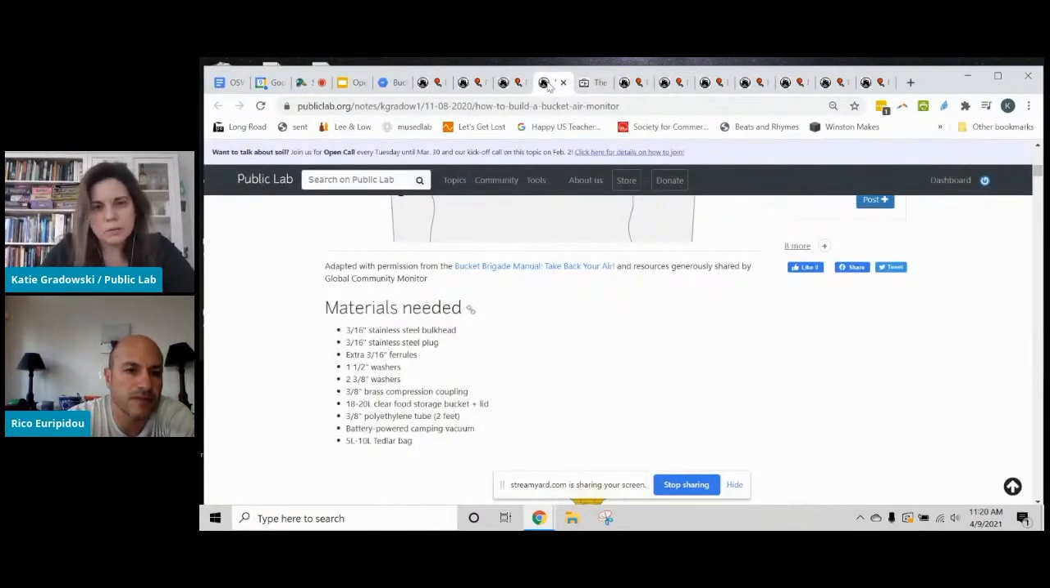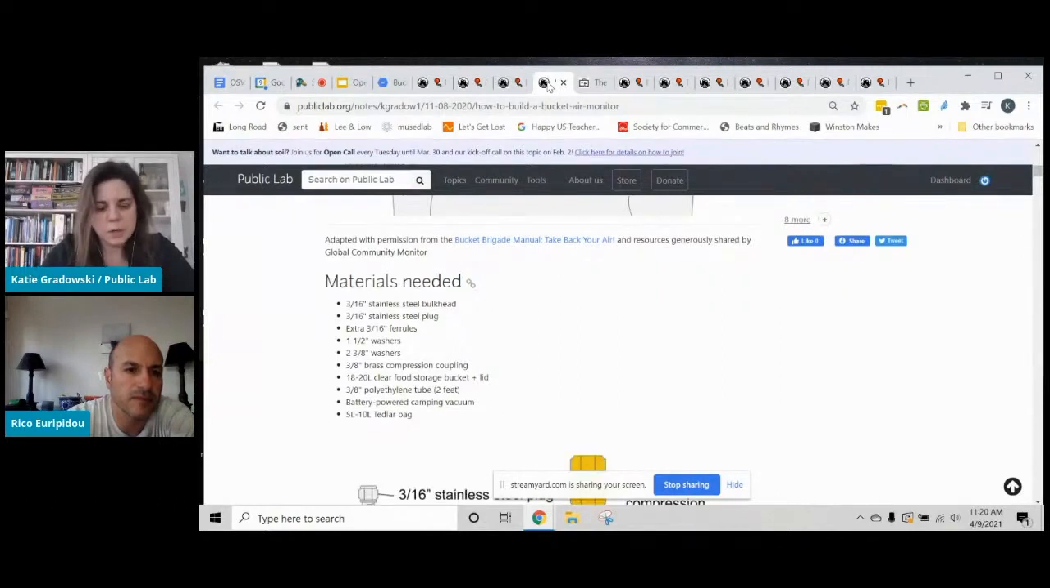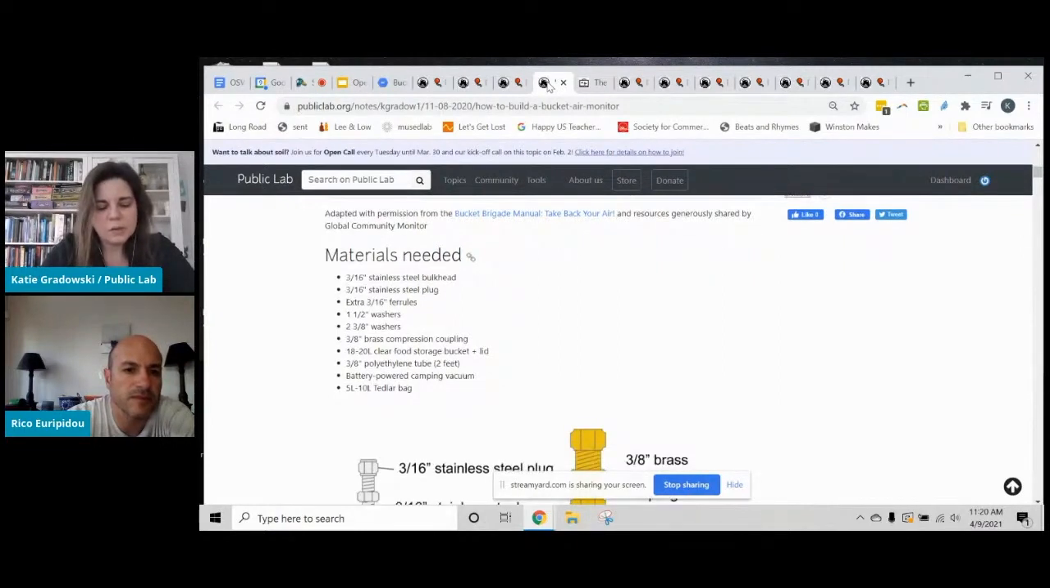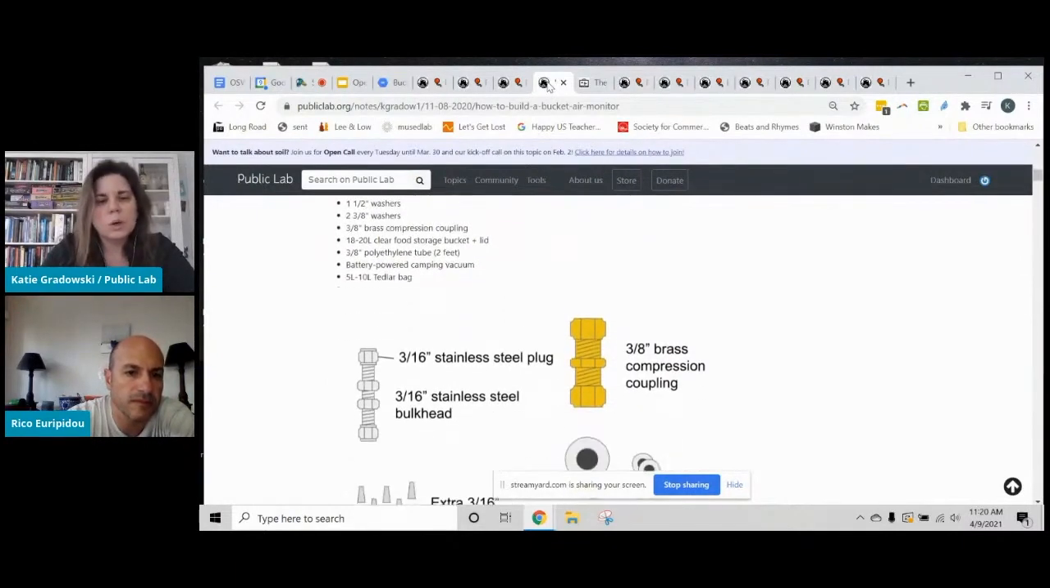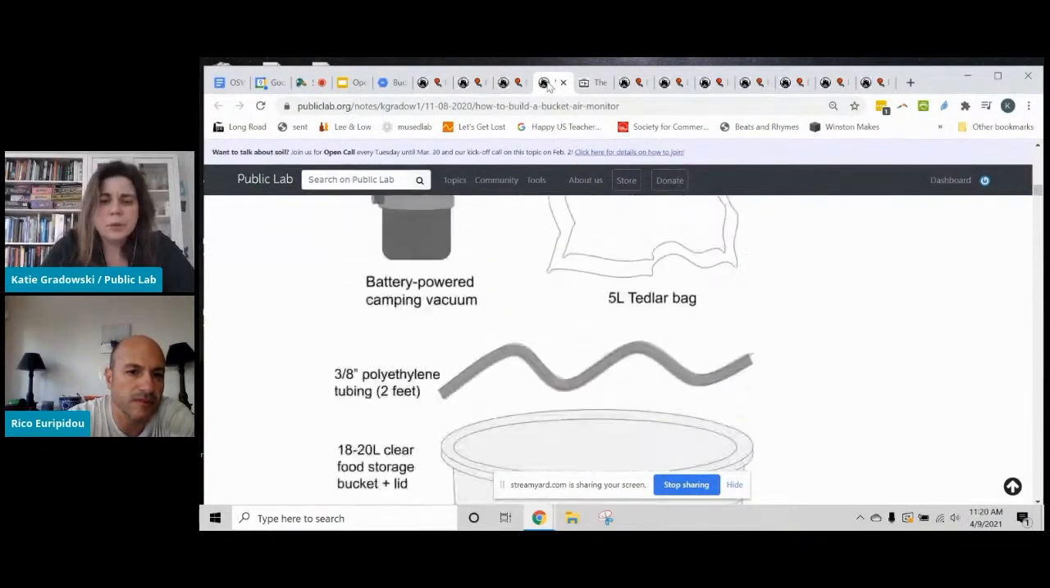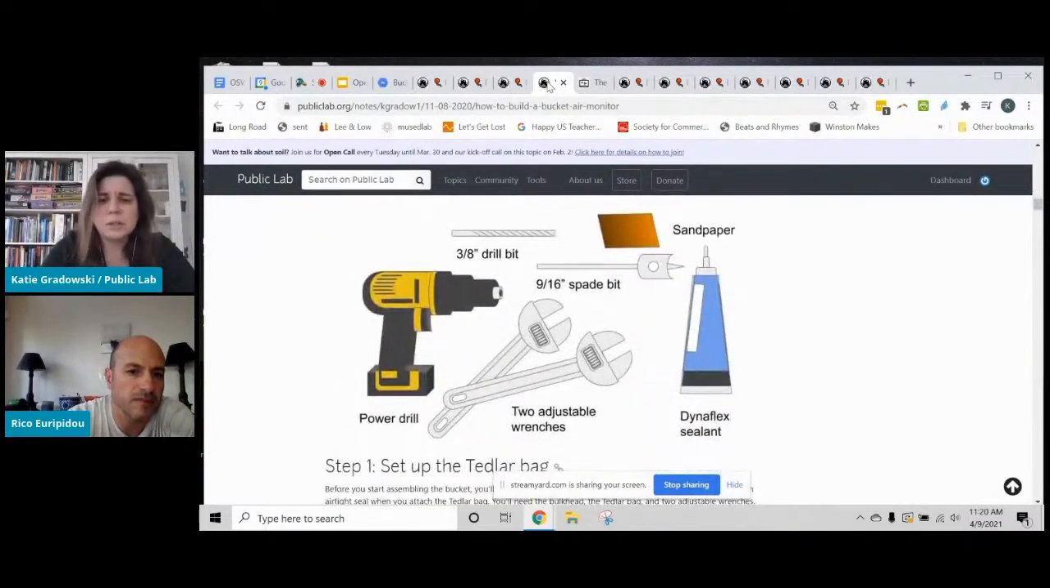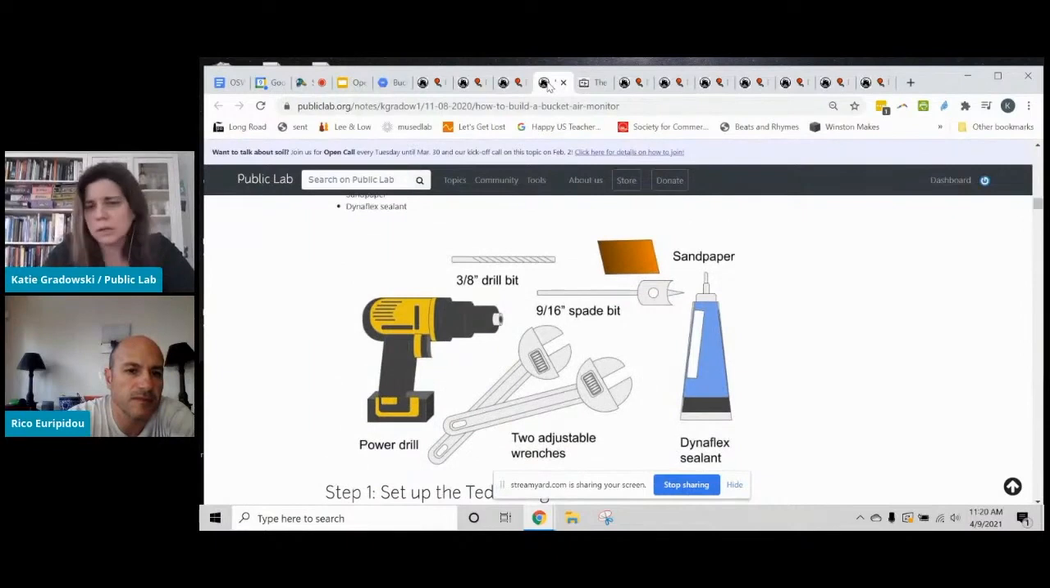The bucket costs about $150 worth of parts to build, and it takes about 2 hours to build. All total, it's about 10 parts, so it's a very, very simple build. And once you've put it together, you can really use it forever. Communities that have this tool have used the same buckets over and over and over again.